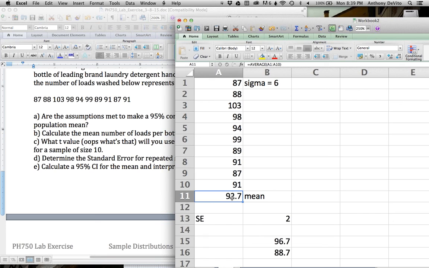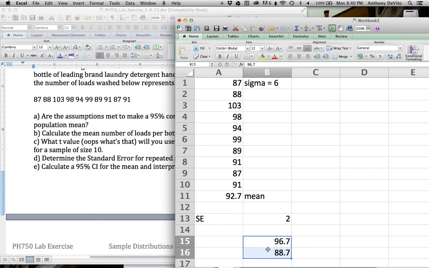So we're going to use this in the coming weeks. We're going to use this differently. We're going to use this range not as the range that we would expect for repeated samples. If 92.7 was truly the mean of the population, and 6 was truly the standard deviation for the population, then this would be true: 95% of the time, repeated samples of size 10 would fall between 88.7 and 96.7. But since we don't really know that, we're going to use this differently.